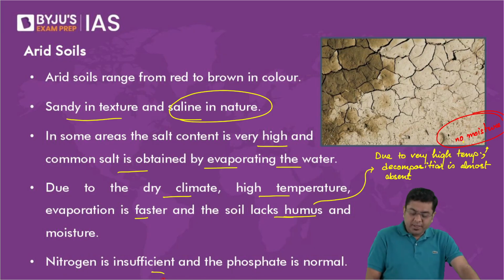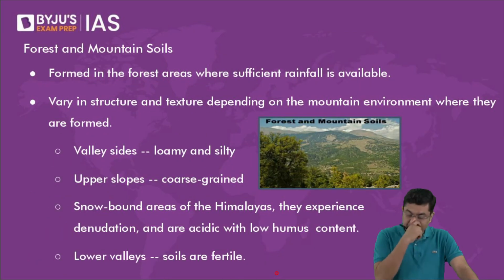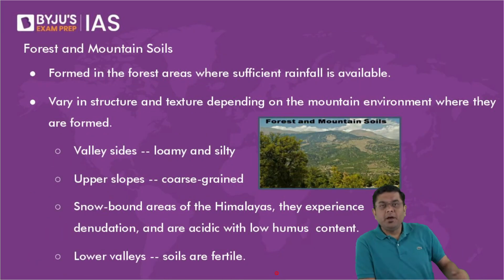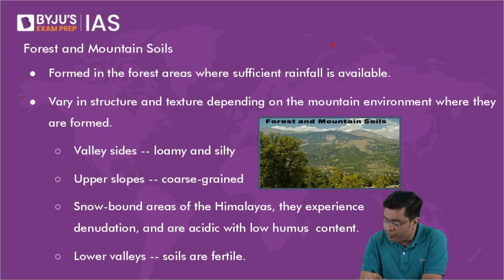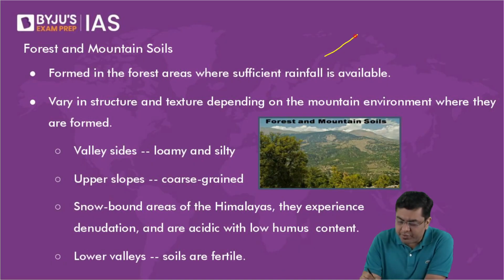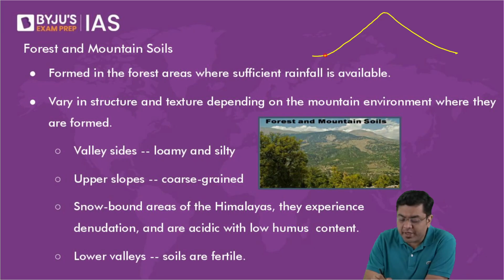Nitrogen is insufficient and phosphate is normal. Then you have the case of the mountain and the forest soil. So when we talk about the mountain soil, just as we move across the various stretches of the mountain, the type of vegetation changes, isn't it? As you move from the lower stretch to the higher stretch of the mountain, the type of vegetation changes. Why? Because there's a change in climate.